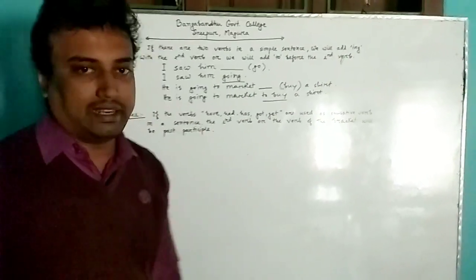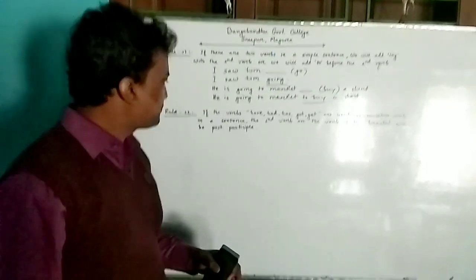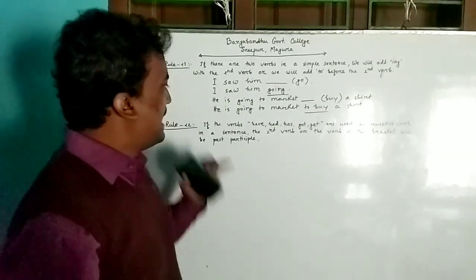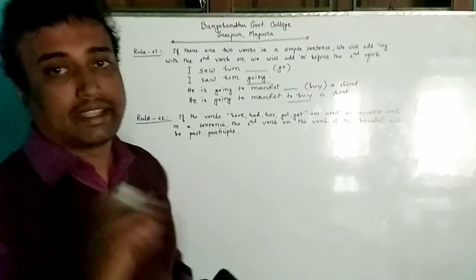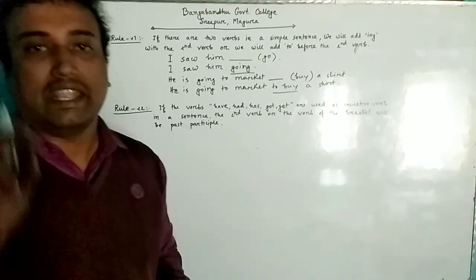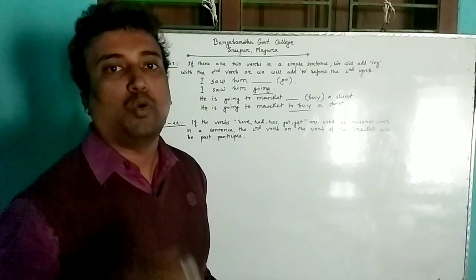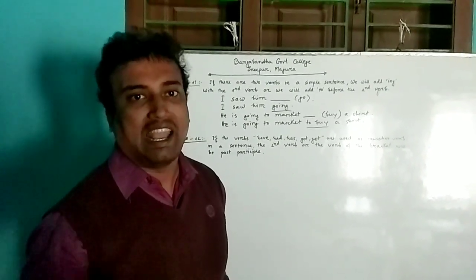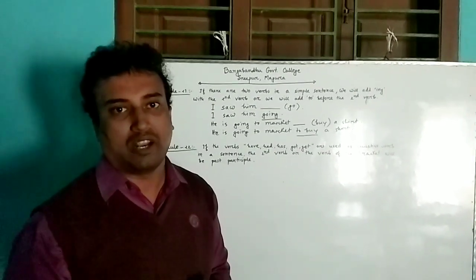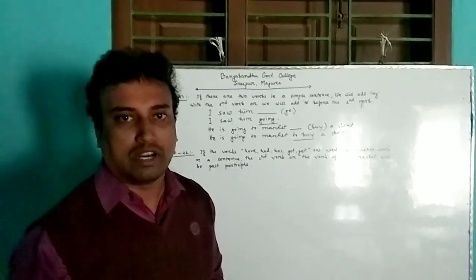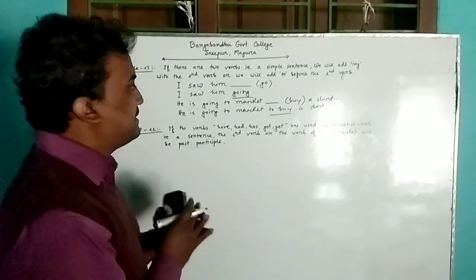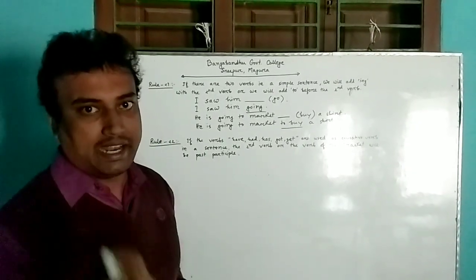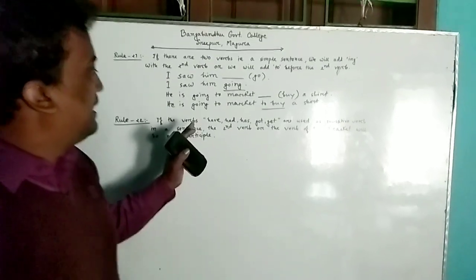So anyway, my dear students, let's go to the second rule, rule number 22. Rule number 22 is, if the verbs have, had, has, get, got are used as causative verbs in a sentence. So what is a causative verb? I think you know what a causative verb is, because you have already enjoyed my previous class on causative verbs. If you don't know, just try to find my previous class on causative verbs and learn. So if the verbs have, has, had, get, got are used as causative verbs in a sentence, then the second verb, or the verb of the brackets, will be past participle.